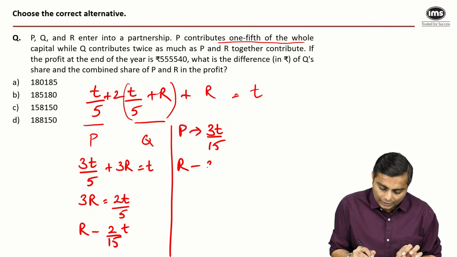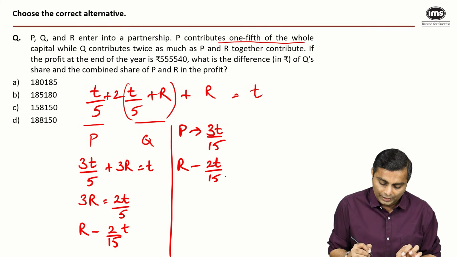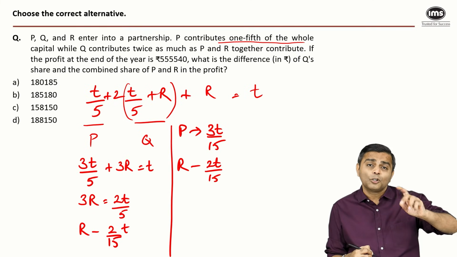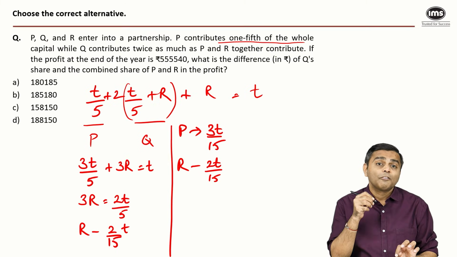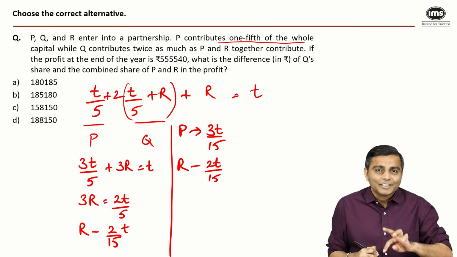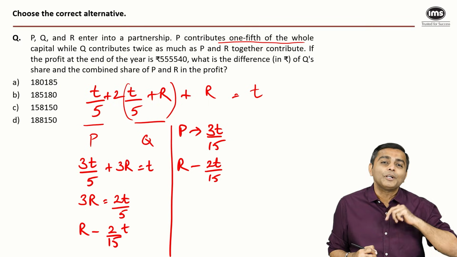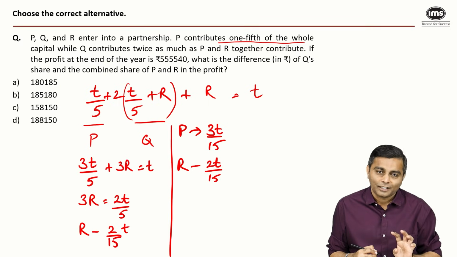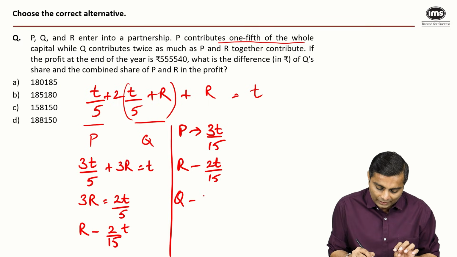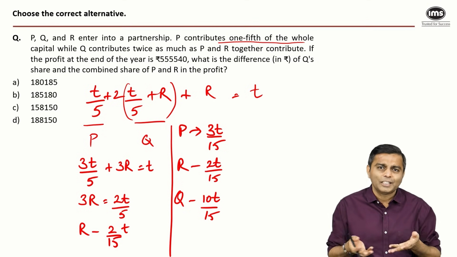R we know is 2T by 15. So if you see, P and R together have contributed what? 5T by 15, which means Q should contribute 10T by 15, double of P and R together, correct? So Q directly we get 10T by 15. And now we are sure, we have all the three in terms of T.